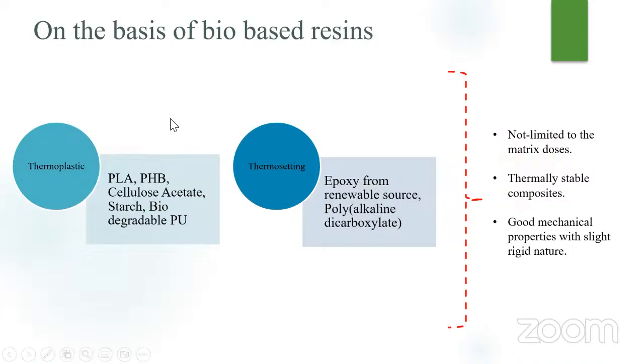On the basis of resins, for thermoplastics or the matrix, we generally have polylactic acid, polyhydroxybutyrates, cellulose acetate, starch, biodegradable polyurethane. For thermosettings, you have epoxy from renewable resources, like vegetable oils used to manufacture epoxy, or polyalkylene dicarboxylates as thermosetting examples. These are thermally stable composites having good mechanical properties.